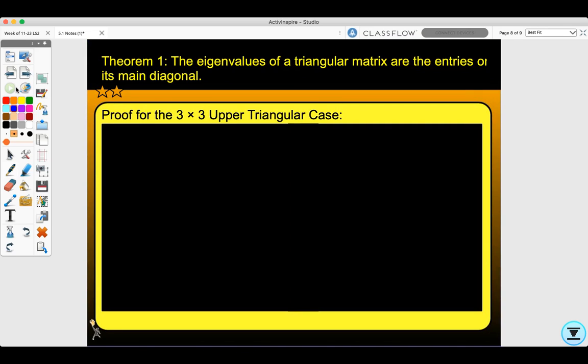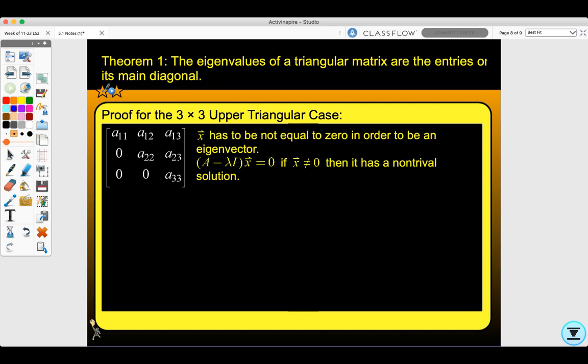Theorem 1. The eigenvalues of a triangular matrix are the entries on its main diagonal. Proof for the 3 by 3 upper triangular case. So when I have matrix A here, x has to be not equal to 0 in order to be an eigenvector. So then I have (A minus lambda I)x equals 0.